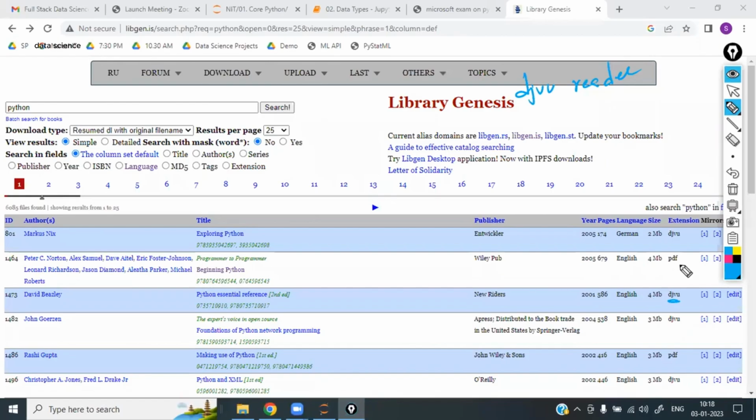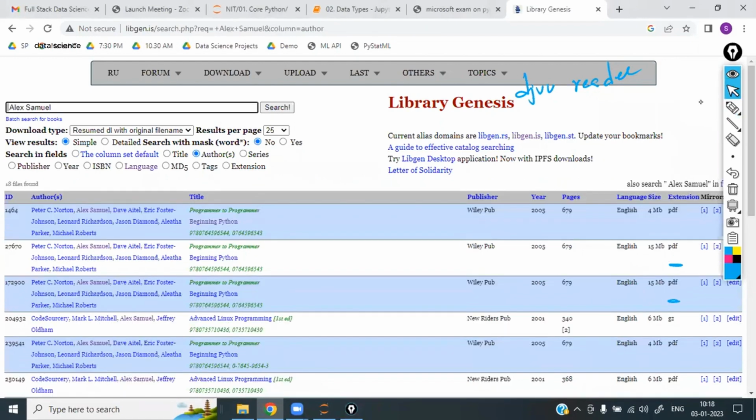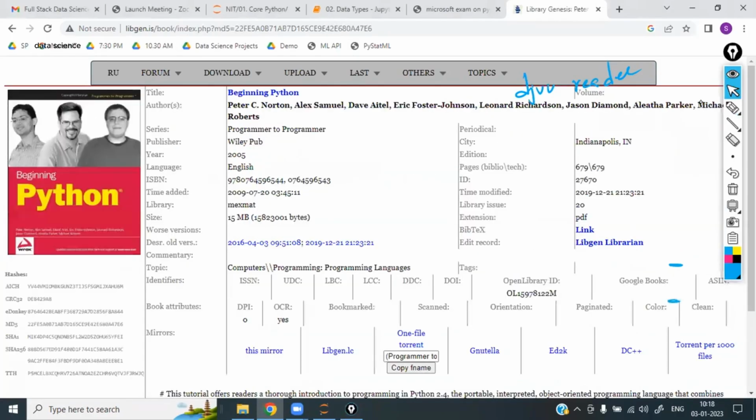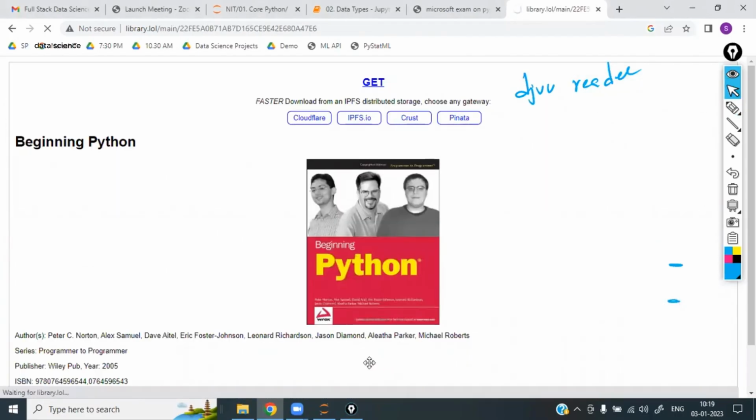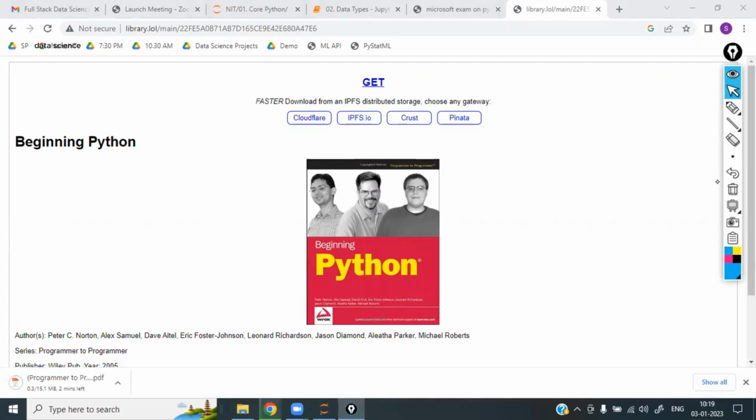If you want PDF, select the PDFs. Whichever textbook you are interested in, just click on that textbook. Once you click on it, you can see the details of the textbook, and here there is an option called Get. Click on Get and it will be downloaded into your downloads folder. Like this, you can get multiple books. All the books I showed you earlier, I downloaded from this website only.